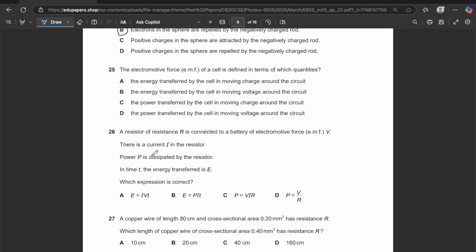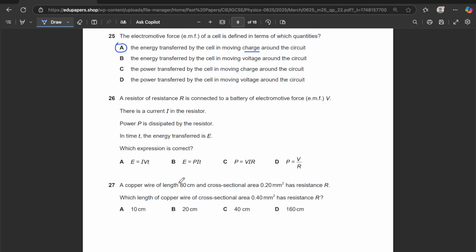25. The electromotive force, EMF, of a cell is defined in terms of which quantities? So EMF is like the energy, right? The energy taken to move a single charge around the circuit. So I just said the definition, so we can just match. Power and similar things are incorrect. Energy transferred by the cell in moving charge around the circuit. So 25 would be A.